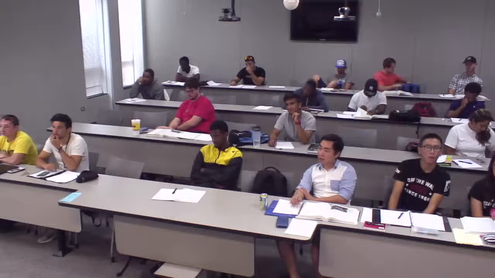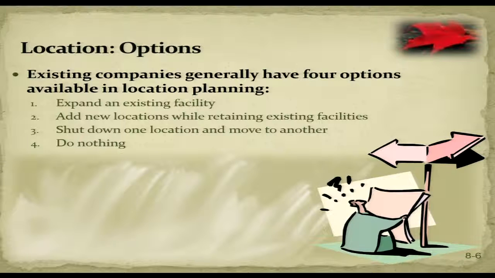Okay, options of a location decision. If you think about the location decision, in general, there are 4 options. The first one, you expand an existing facility. If you have a Walmart store, you can expand it a little bit larger. You can add a new location but still keep the existing one. Probably that's a good thing for us, right? So you have new business or demand is higher than before.